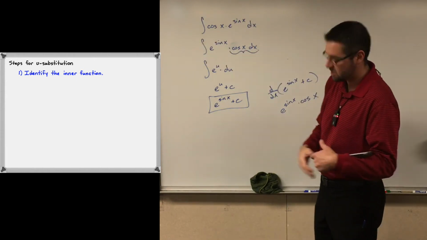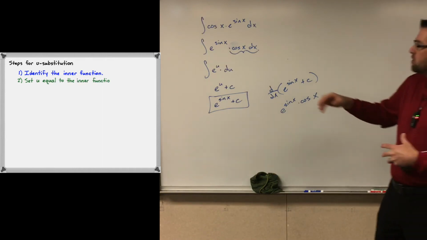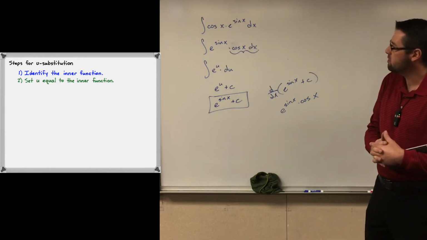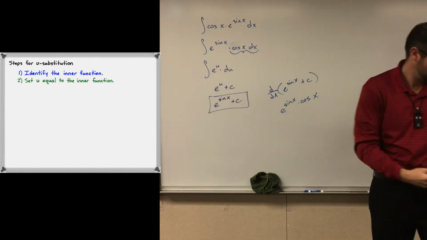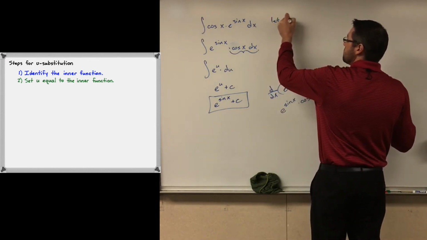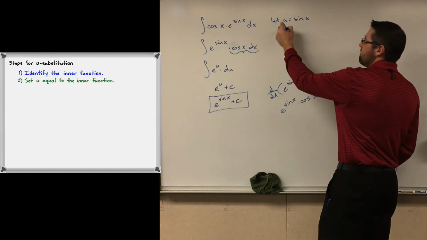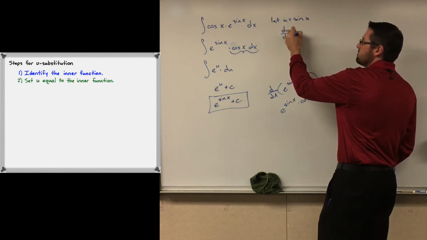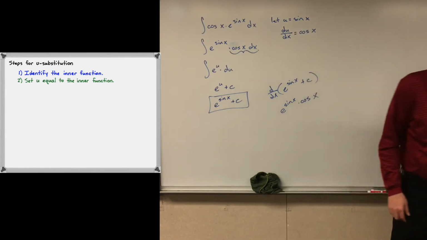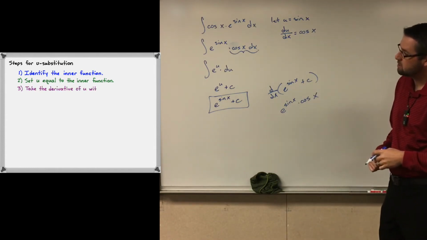So in this case, we identify the inner function. We say the inner function is u. So we set u equal to that inner function. That's why we said let u equal sine of x. What did we do after that? That's step 2. We took the derivative of u with respect to x. What do we get? Cosine of x. So we took the derivative with respect to x.